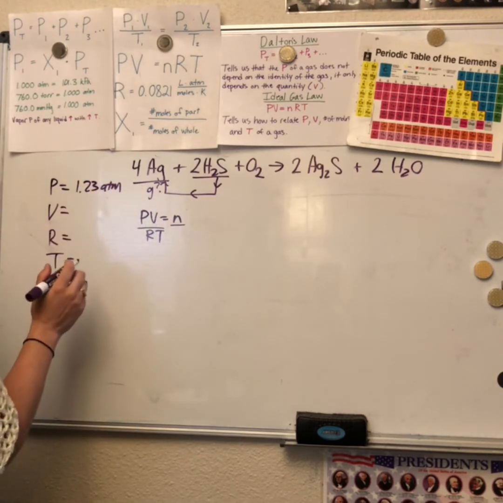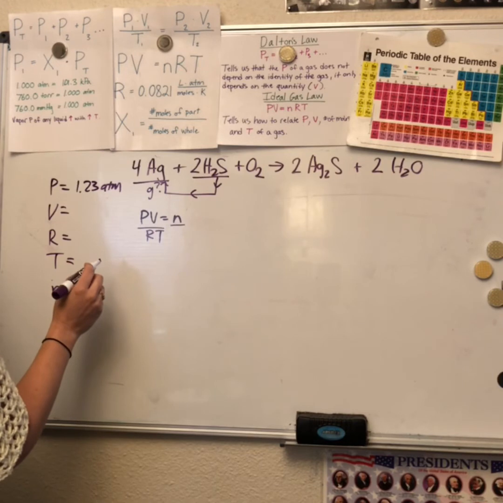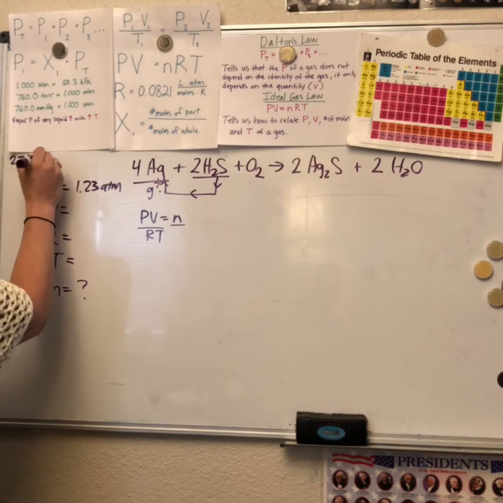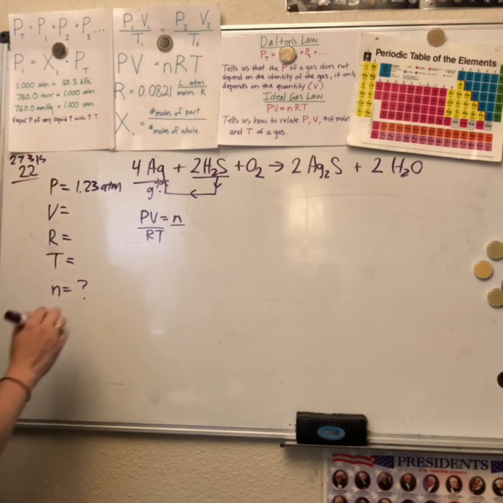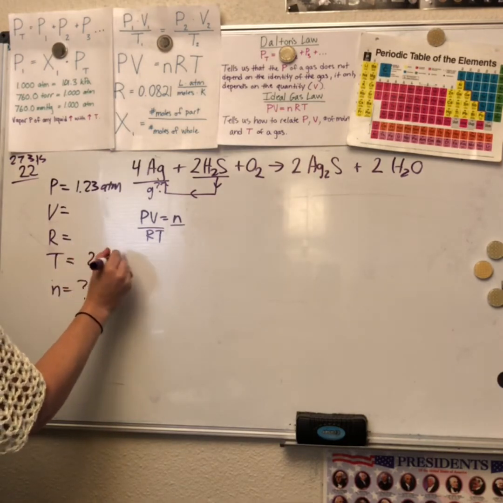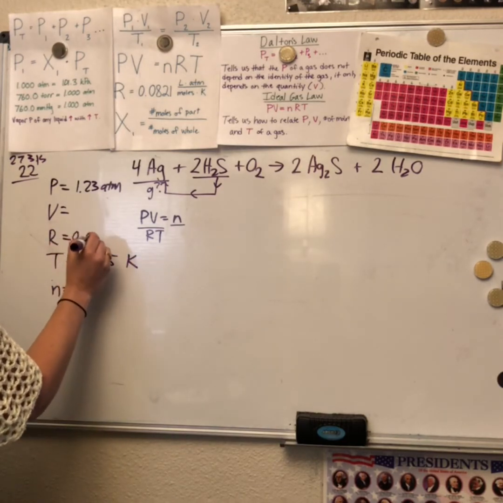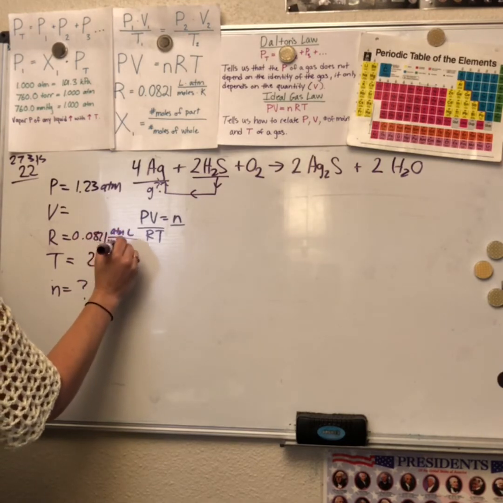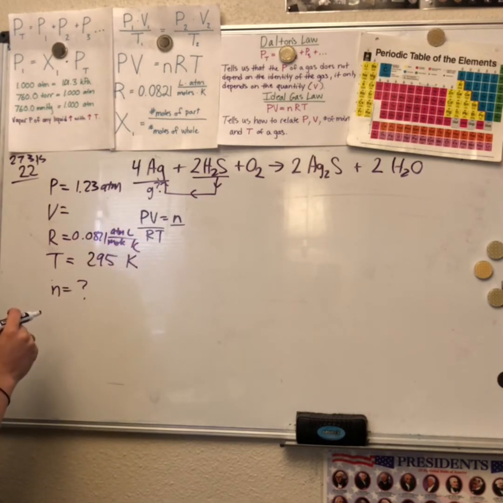And what is your temperature? 22 degrees. I don't even know if you can see it way over here. I hope so. Or like off to the side, I'm just changing it to Kelvin. So my new temperature is going to be 295 Kelvin. My R already knows, 0.0821 atmospheres, liters, moles, kelvins.